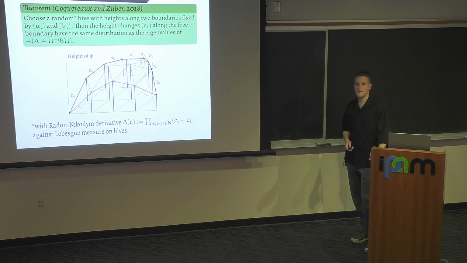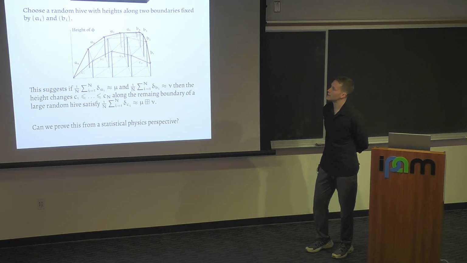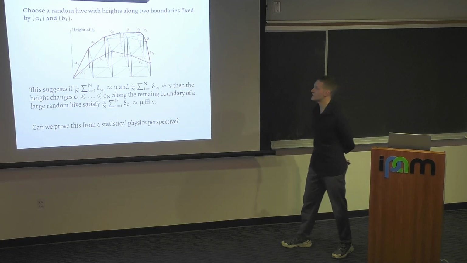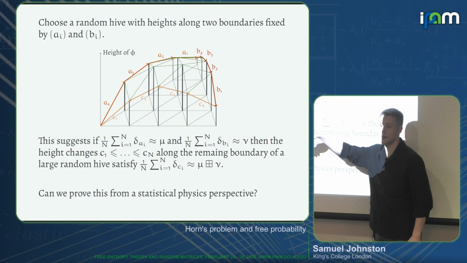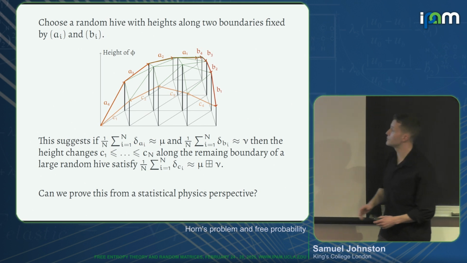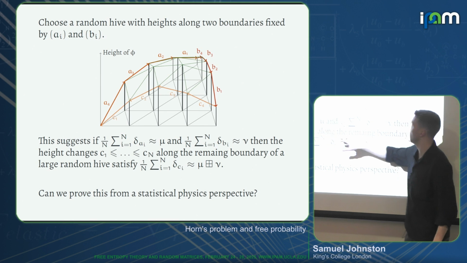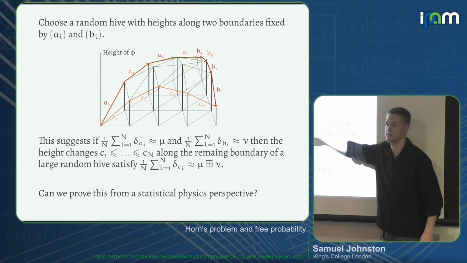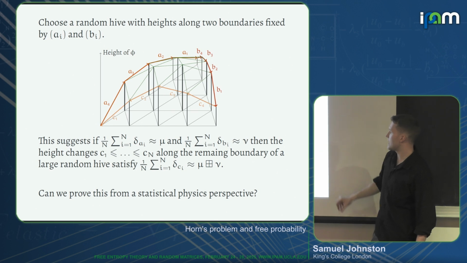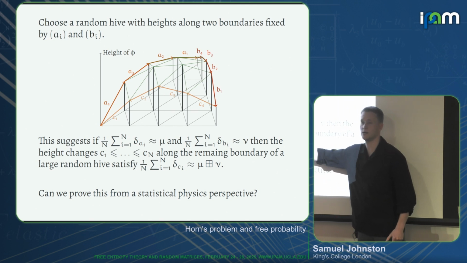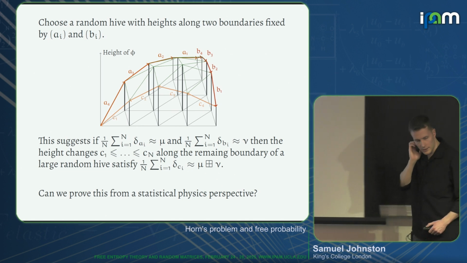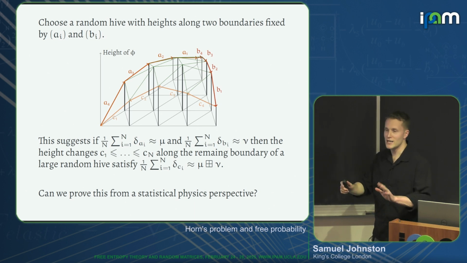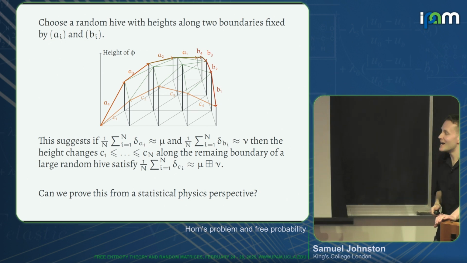But so this hive here gives us a kind of problem. It's suggestive that if we choose a random hive in the correct way from the set of hives, where the boundaries on the northwest approximate a probability measure mu, and the height changes on the northeast approximate a certain probability measure nu, then it should be the case that the remaining boundary, the height changes, asymptotically concentrate around this free convolution. Why do you say this suggests? Isn't this a consequence of it? Yeah, sorry, it's a consequence. It's definitely true. That's a good point.